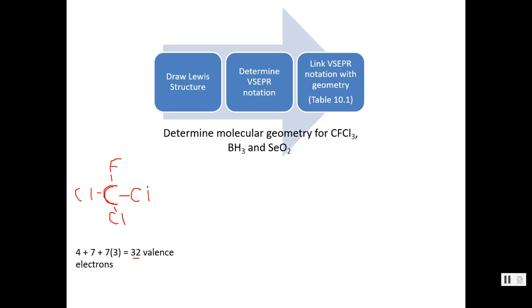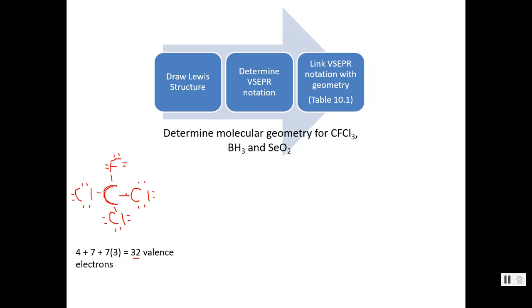So I'll just start with this chlorine first. 9, 10, 11, and so on up to 32. So I have used all 32 of my valence electrons. All of my outer atoms are happy, meaning they have an octet. They are surrounded by 8 valence electrons.